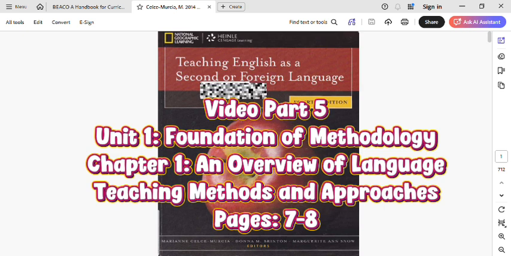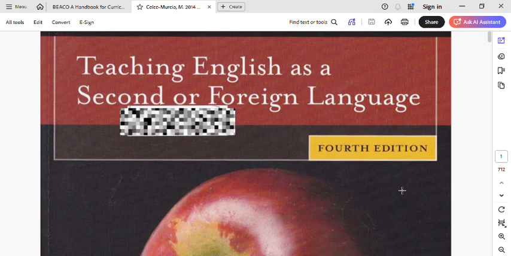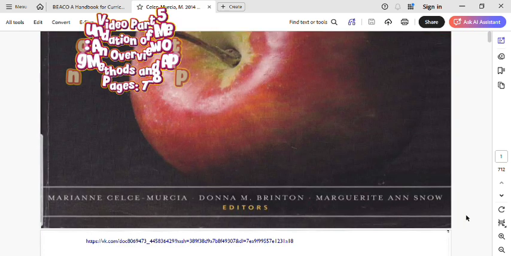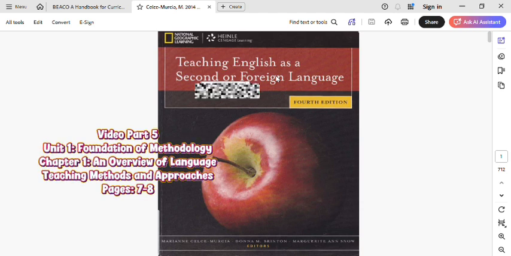I will continue my reading of a book entitled Teaching English as a Second or Foreign Language, 4th edition. Authors Marianne Celce-Murcia, Donna Brinton, and Marguerite N. Snow. Published by Heinle Cengage Learning, National Geographic Learning, a part of Cengage Learning, Boston, 2014.